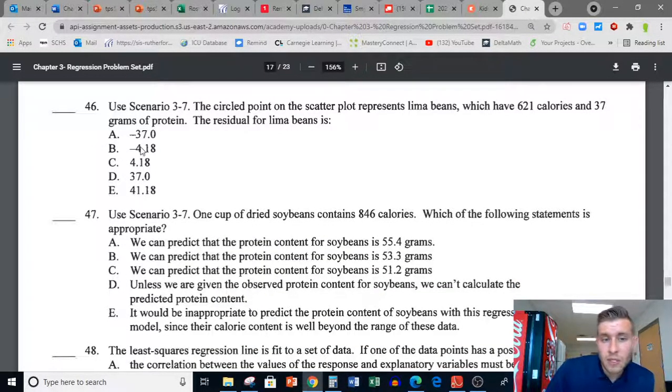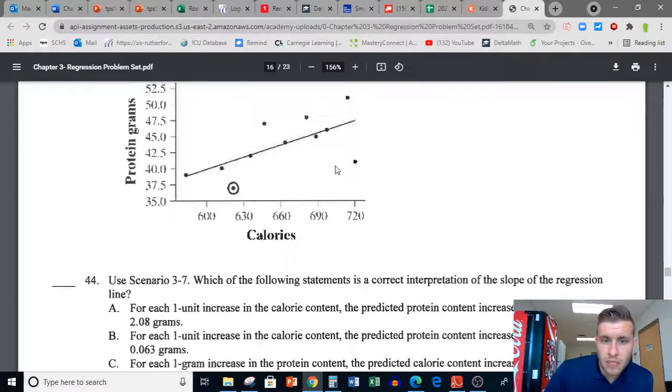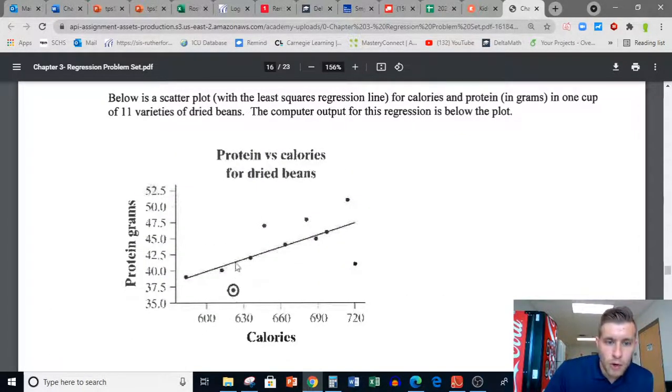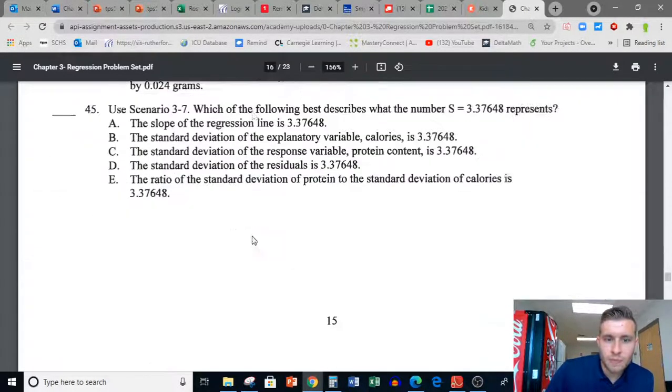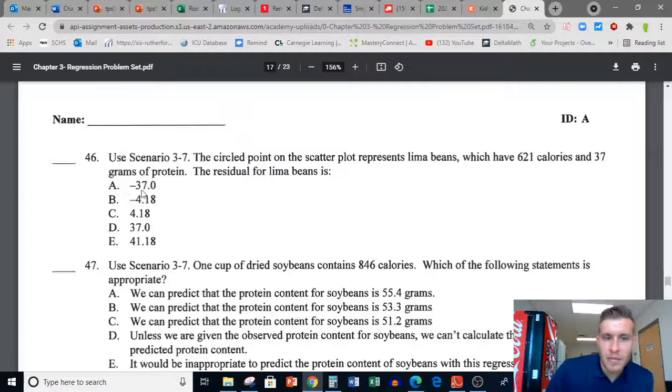B is going to be the best choice here because it's only going down. This is grams of protein, right? It's down about 4 from here. About 4. So that's why that is. It would not be negative 37. That's not going to show up on this graph.